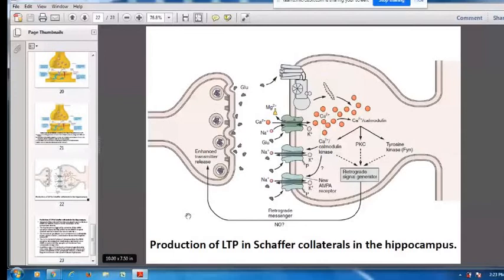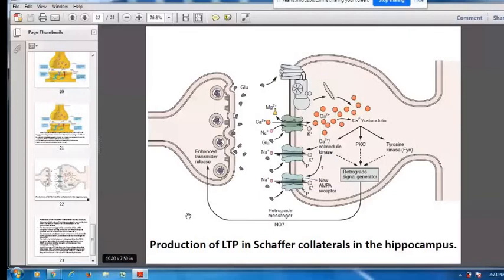The postsynaptic cell has many receptors, but we have to know the AMPA receptor and the NMDA receptor. Both of them get glutamate attached to them. Okay, let's see what happens in AMPA. When glutamate attaches to the AMPA receptor, sodium entry occurs, sodium influx occurs.